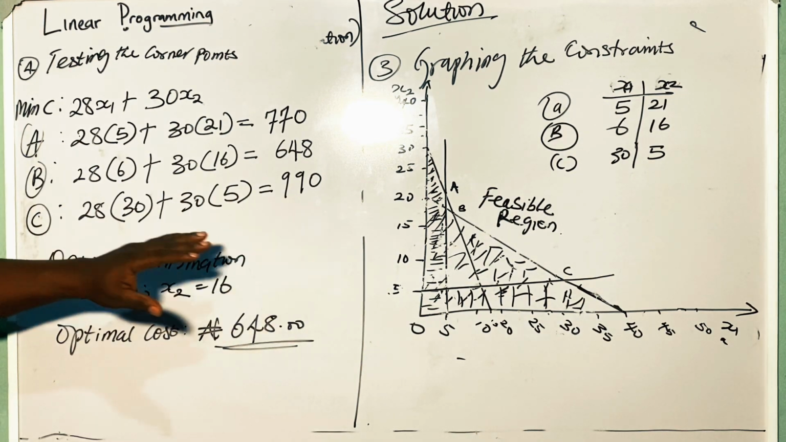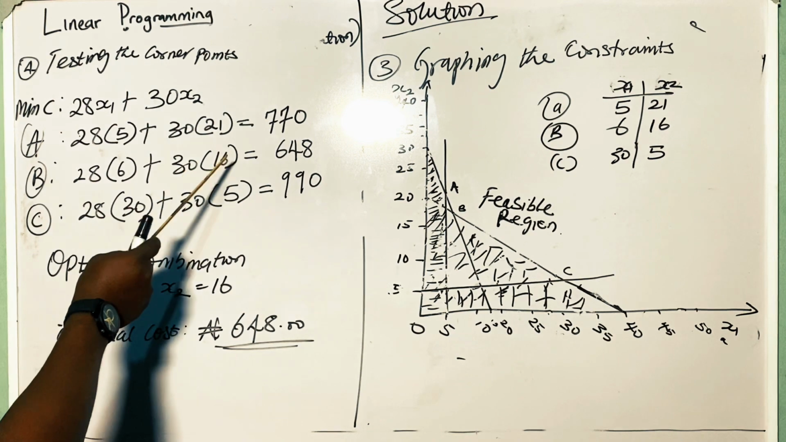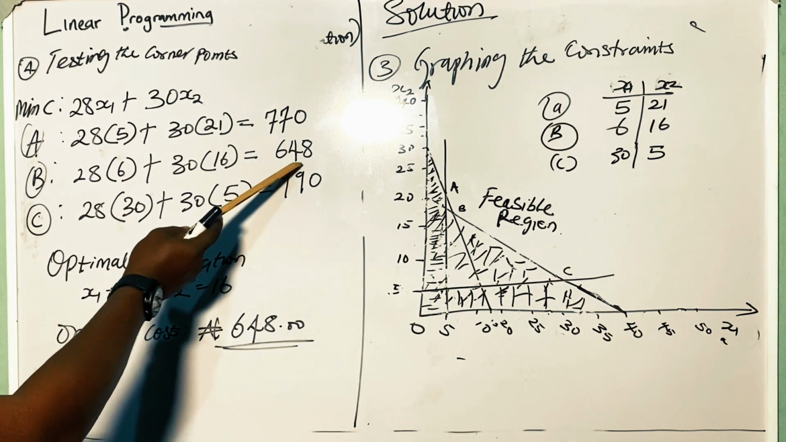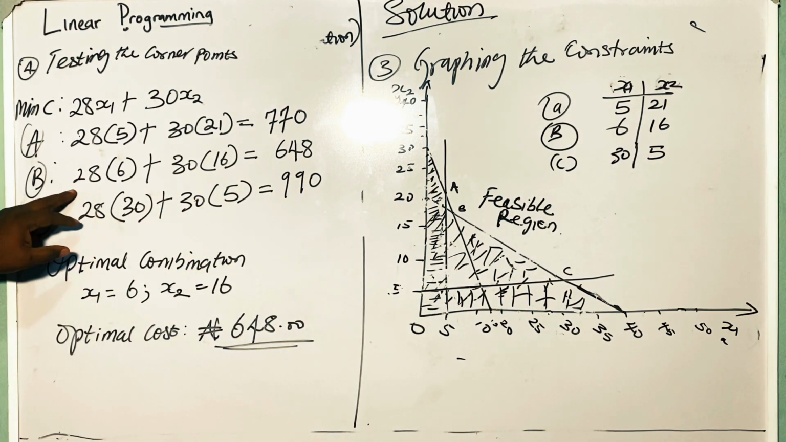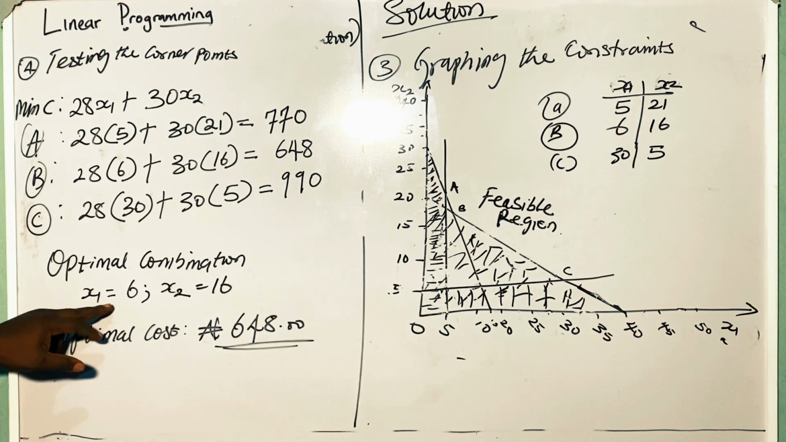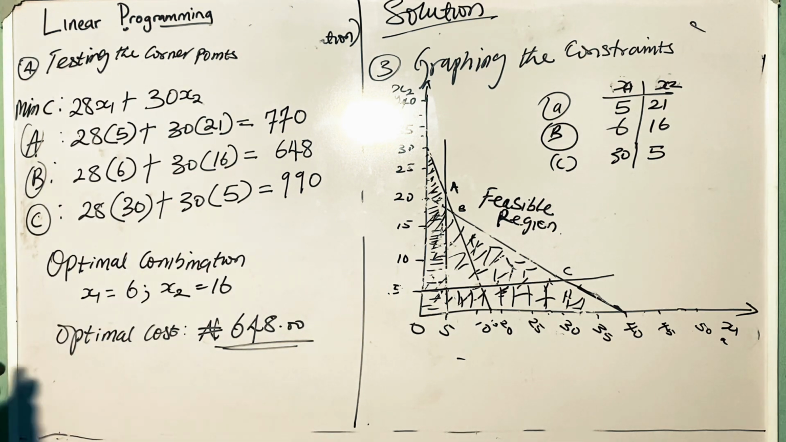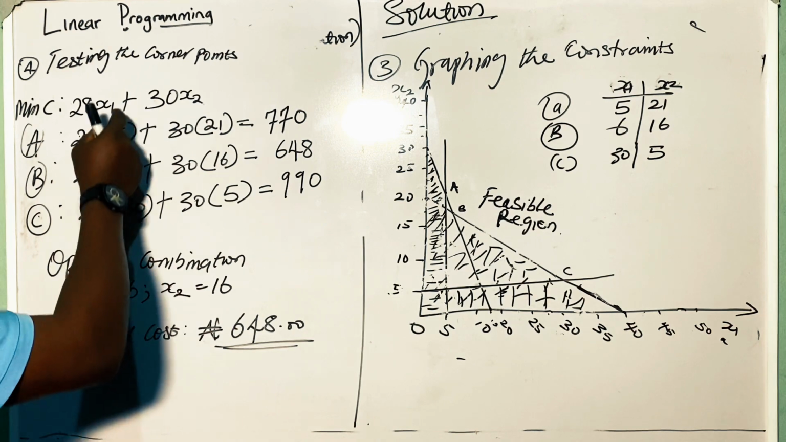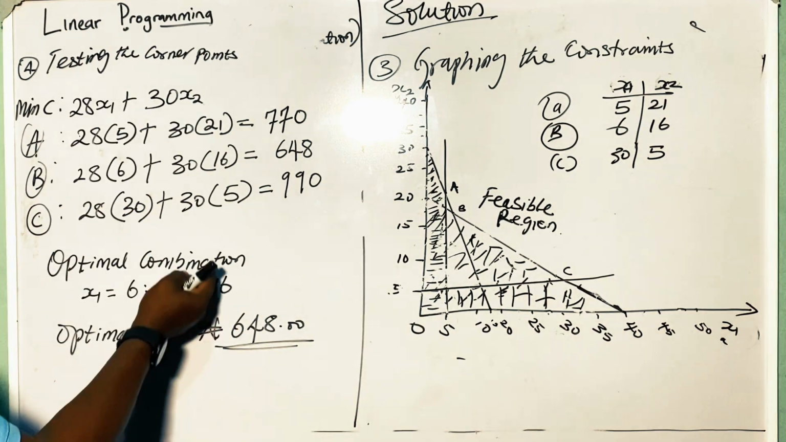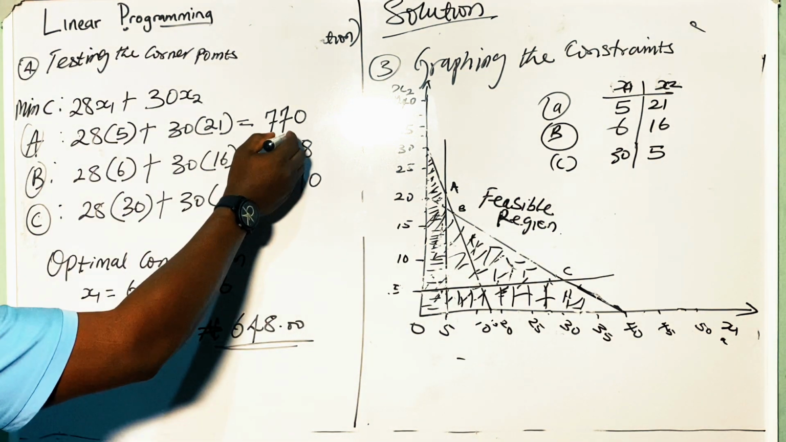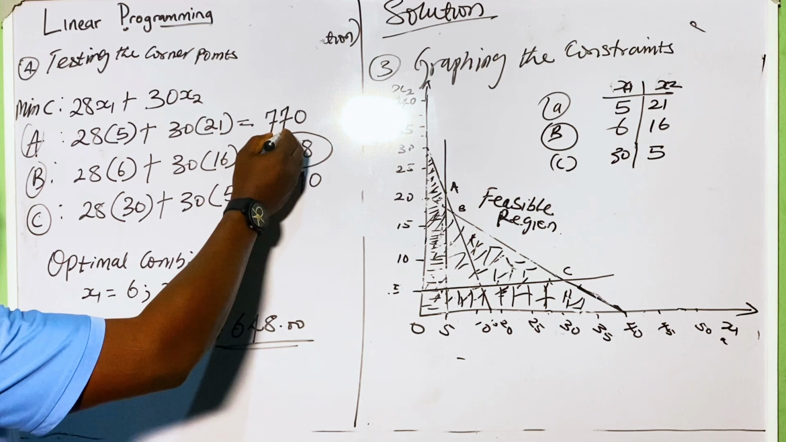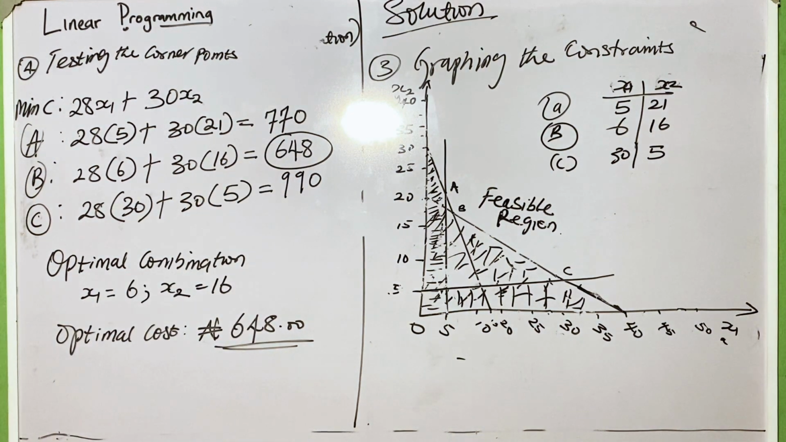Having computed the values, the optimal combination will be the one that gives us the least cost, which is combination B. So the combination will be to produce 6 units of x1 and 16 units of x2, because it's going to give us the minimal optimal cost of 648 naira. We hope that you find this video relevant to your career. Thank you very much.